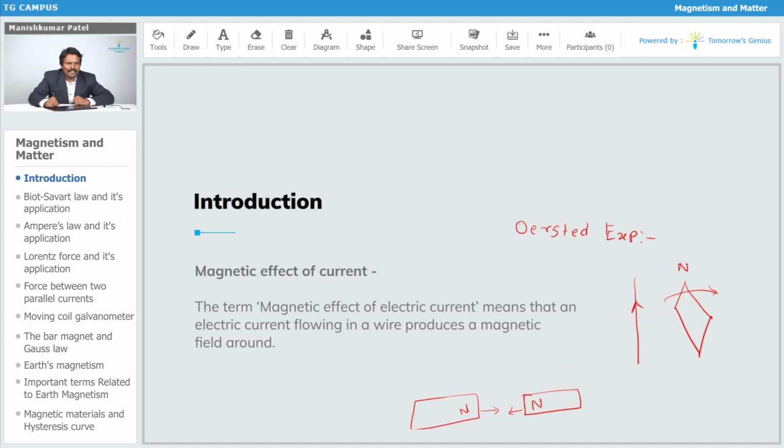If the needle is getting deflected, obviously there has to be some source of magnetic field near this current carrying conductor. So this current carrying conductor acts as a source of magnetic field and produces a field around it, because of which the needle is getting deflected. That is what we call the magnetic effect of current.